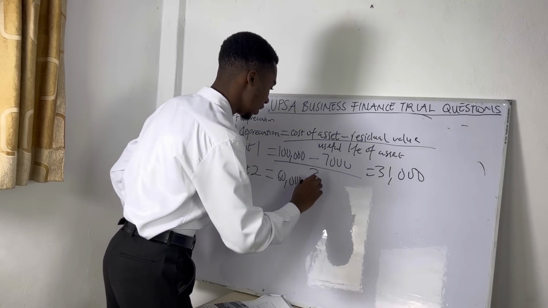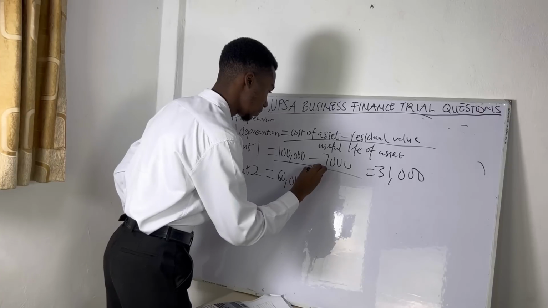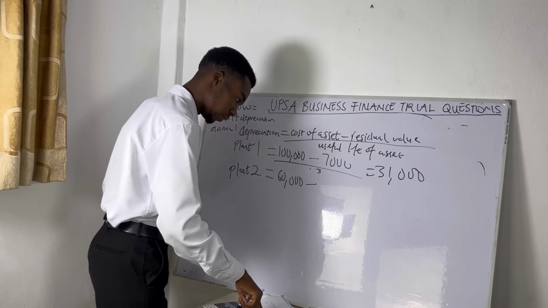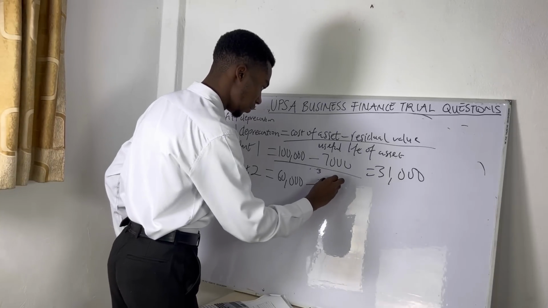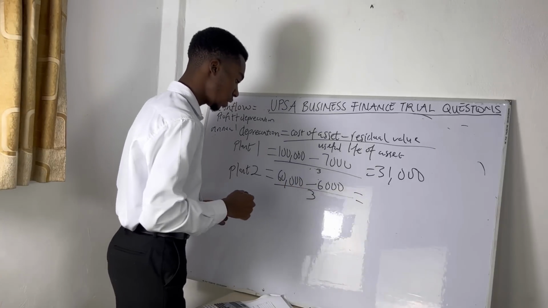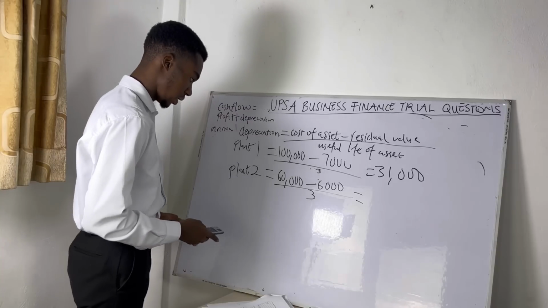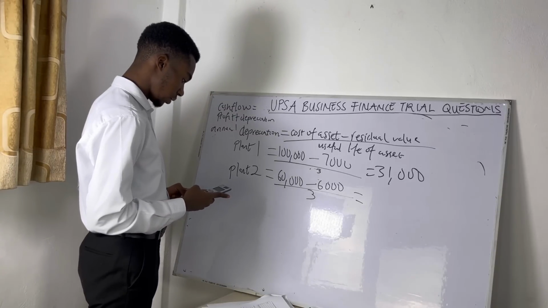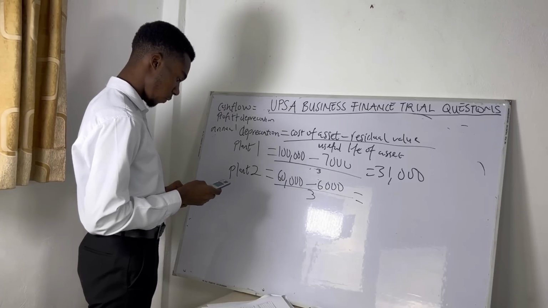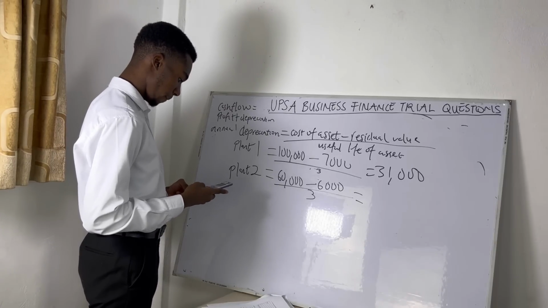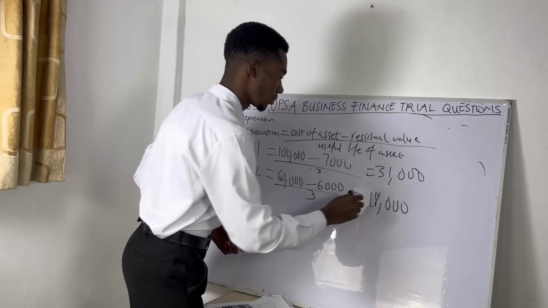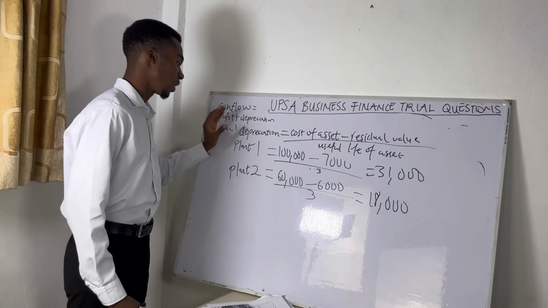So 60,000 minus the residual value. The residual value for that one was 6. You wrote 6, so it will become 6,000. You add the 3 zeros, over 3 as well. When you turn on the calculator, what are we getting? 60,000 minus 6,000 over 3. I'm getting 18,000. So now we've got the annual depreciation for plant 1 and plant 2.